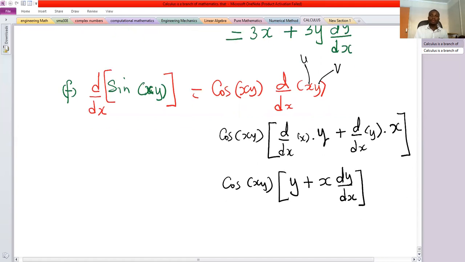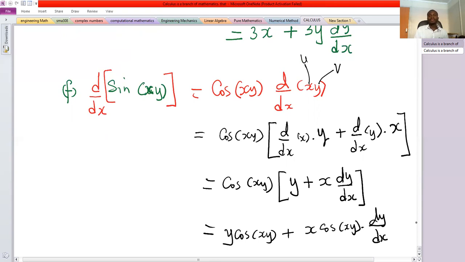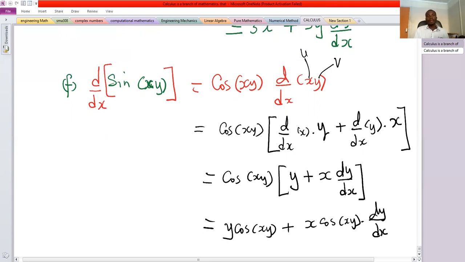So this is what you have, or you can write your answer as y cosine of xy plus x cosine of xy dy/dx. So that's what you get.